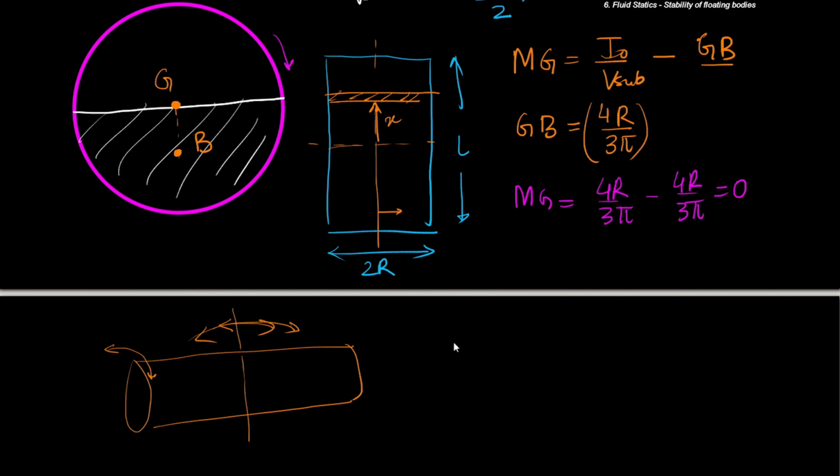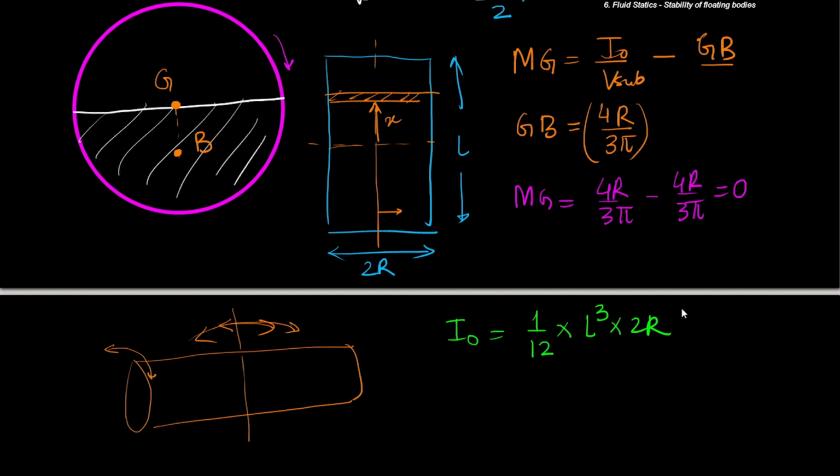So in that case, I naught will be 1/12. Now if this is that integration direction, this will be L cubed times 2R. And this divided by the submerged volume. So submerged volume remains unchanged, and that submerged volume is pi r square upon 2L. Alright, so this 2 goes on top, so this becomes 4. So this is 1 by 3 pi L square upon R. So about this axis, it is 1 by 3 pi L square upon R.